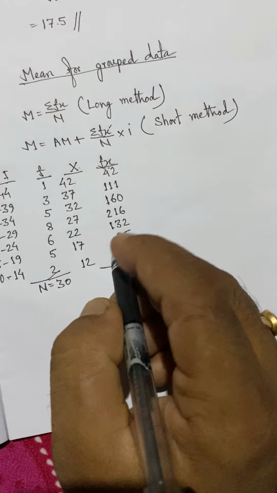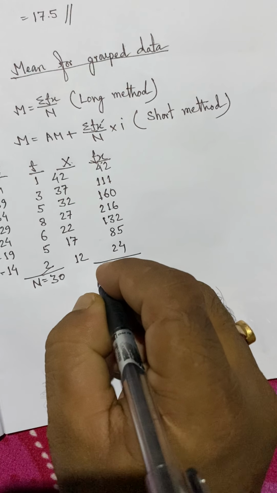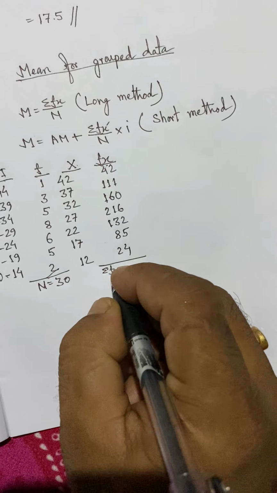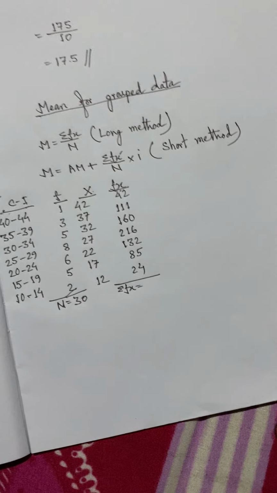Sigma fx. Sigma means sum of. You have to add all the numbers. That is sigma. Sigma fx is equal to, you have to add all these numbers.